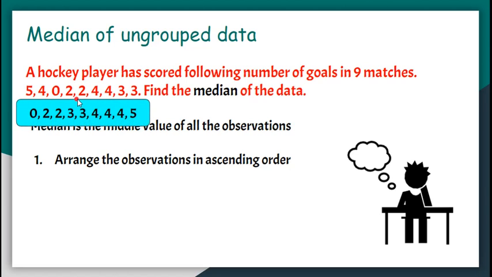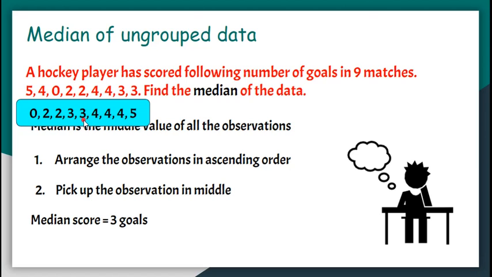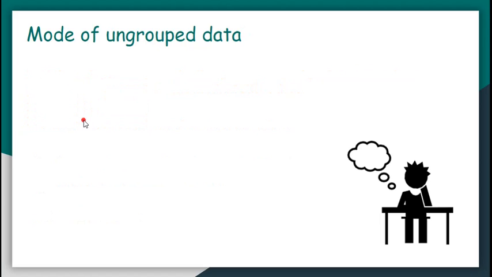When I do that, this is the list of all the numbers that I get. From here I find the number which is in the middle. If you can see, the number 3 is in exactly the middle of all these numbers. So 3 becomes the median of this data of the number of goals which has been given. From here we move ahead to the last topic, which is mode of ungrouped data.